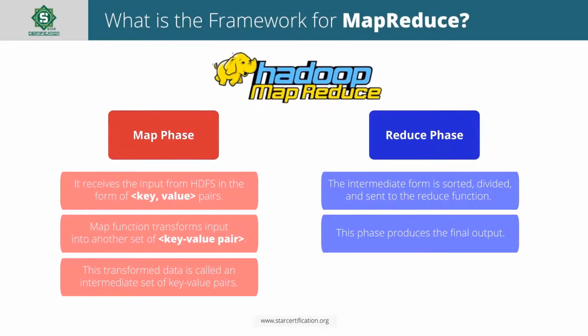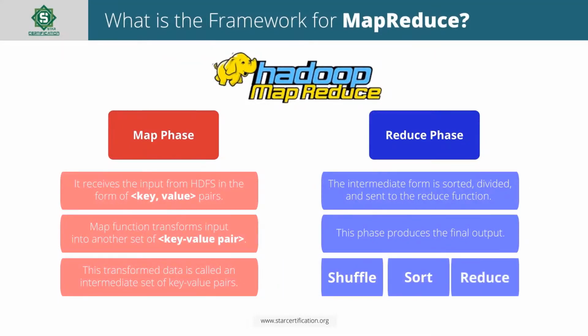It can be further divided into shuffle. It uses HTTP to retrieve a related partition of the output of all the mappers. Sort. It sorts and groups the input. Reduce. It is a function that calls the reduce method to generate output.